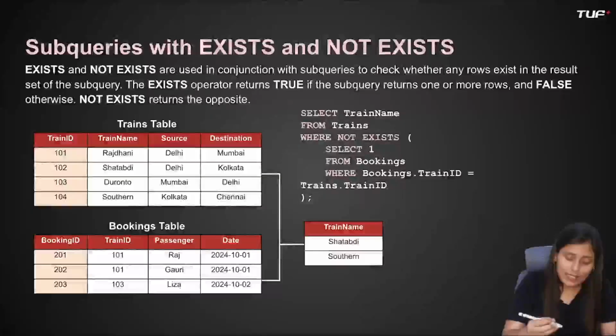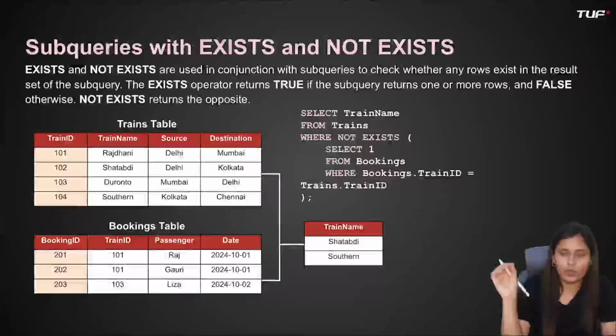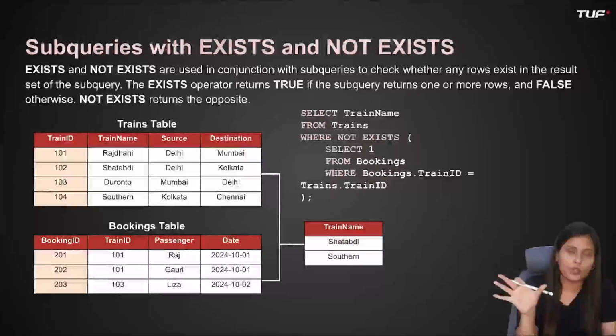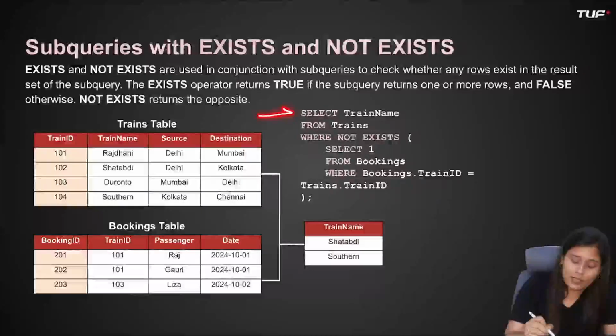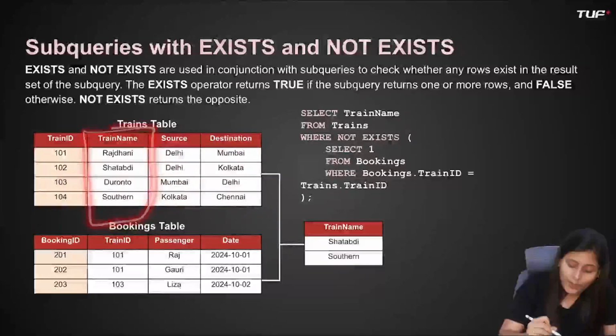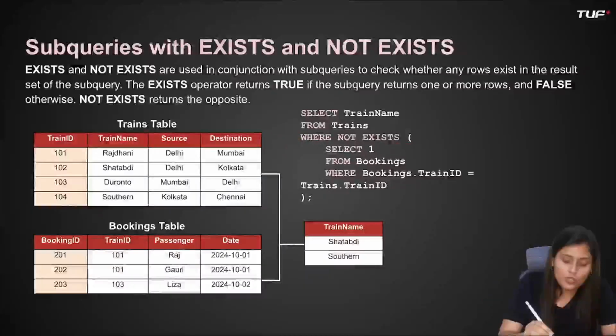So let's see. Basically it returns true or false. If it is true, then it will give you the result. It will count that row into the result section, and if it is false, then it won't count. So here is a select statement for train name. We are selecting train name from the trains table where NOT EXISTS. So basically we are saying NOT EXISTS, so it should not exist.